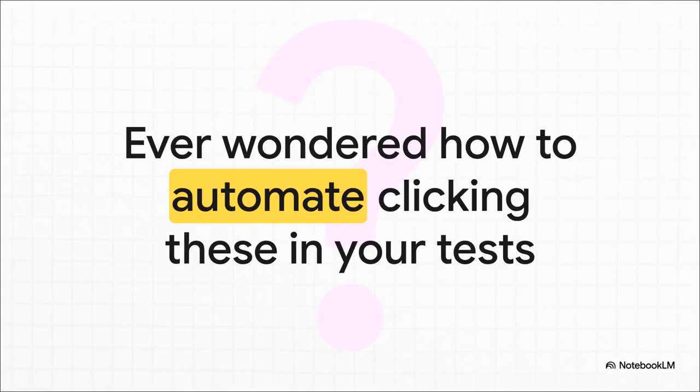I mean, you've seen these things everywhere, right? On forms, settings pages, you name it. Checkboxes are how we select multiple things at once. But when you're writing code to test a website, how do you tell your script to find and click these specific boxes reliably every single time? Well, that's the exact puzzle we're going to solve today.